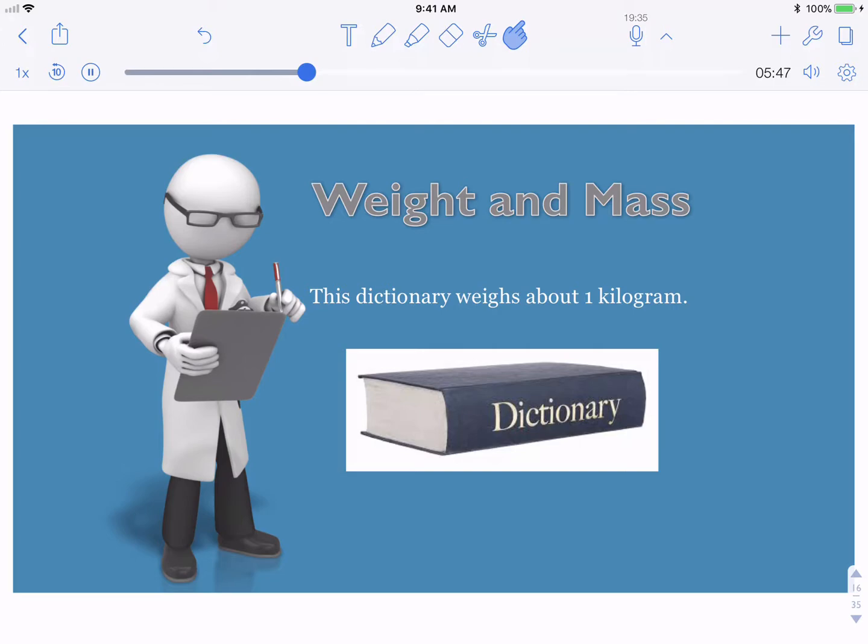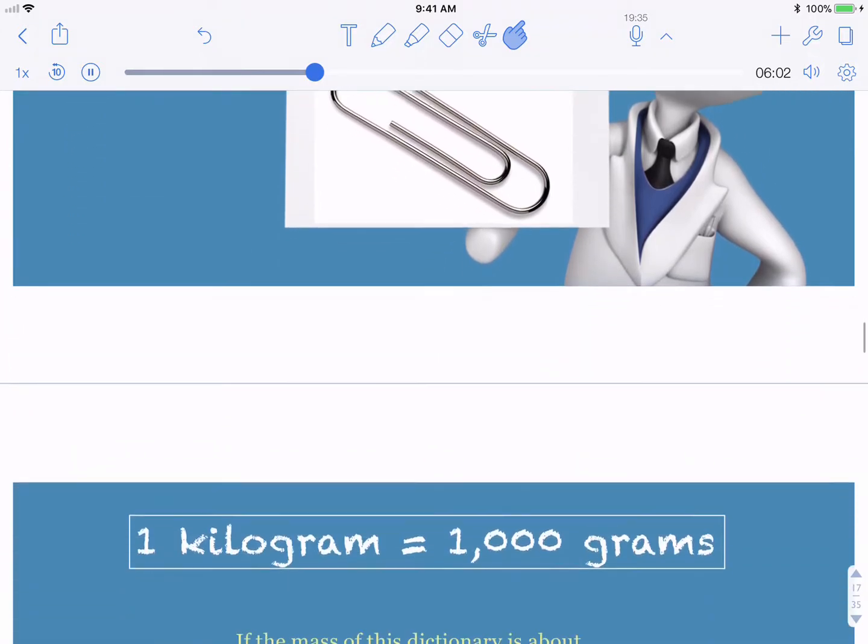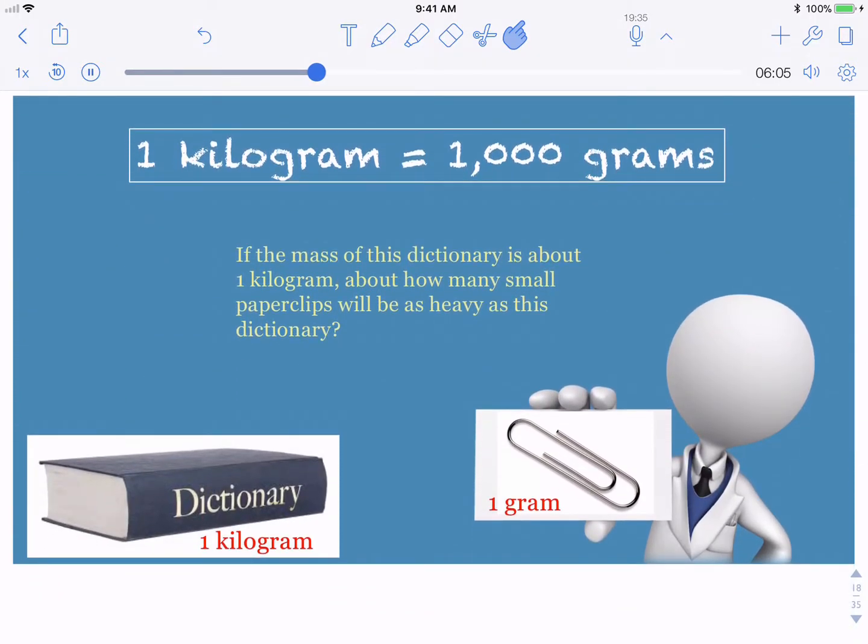This dictionary weighs about 1 kilogram, or 1,000 grams. The mass of this small paper clip is about 1 gram. A dollar bill weighs about 1 gram too. Remember, 1 kilogram equals 1,000 grams. If the mass of this dictionary is about 1 kilogram, about how many small paper clips will be as heavy as this dictionary? How many paper clips would we need to end up with the same weight as a dictionary?